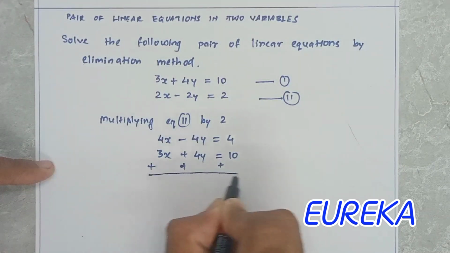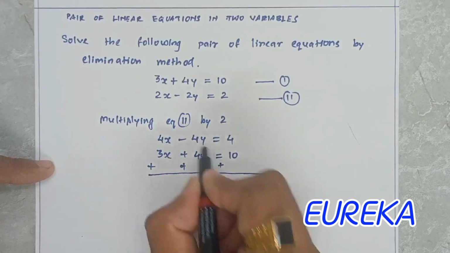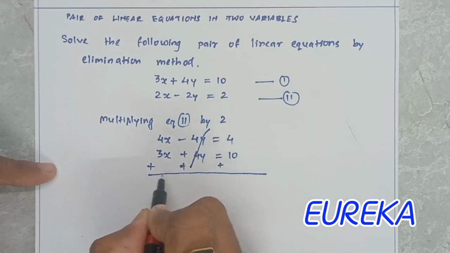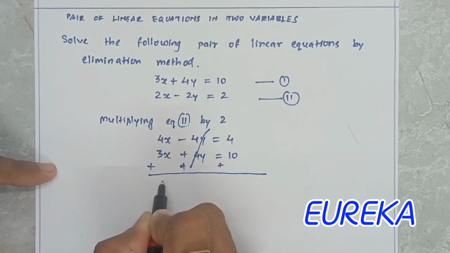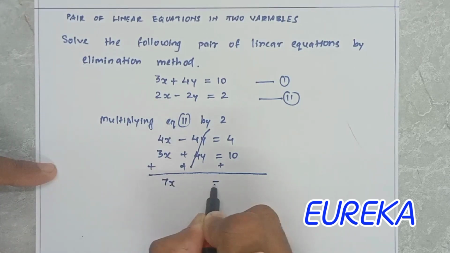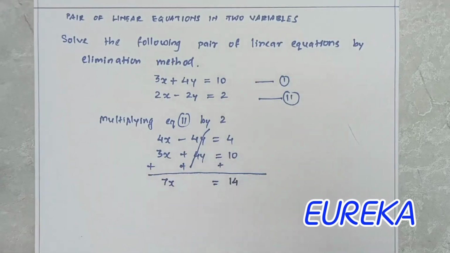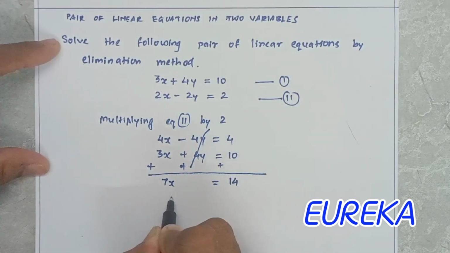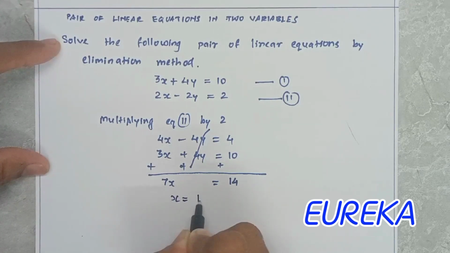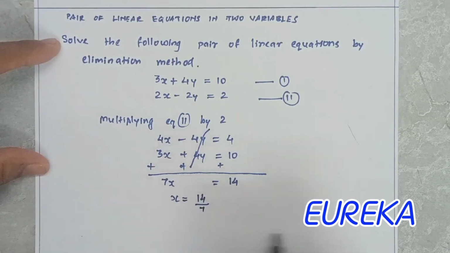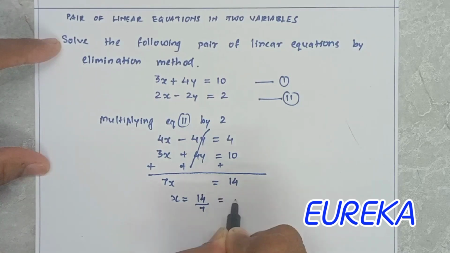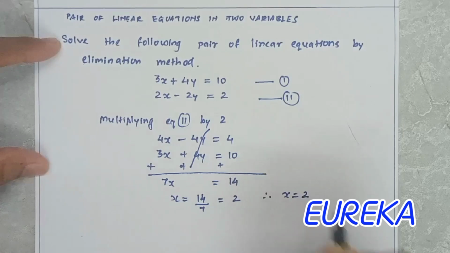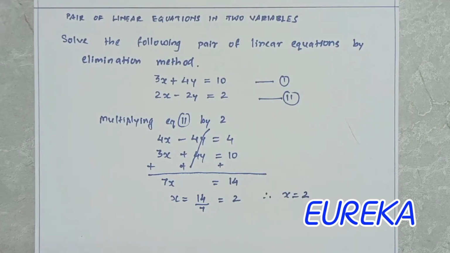So just check what we get here. Minus 4y plus 4y will get cancelled. 4x plus 3x gives 7x, and 10 plus 4 gives 14. Now very easily you can see that 7x equals 14 means x equals 14 upon 7, and 14 upon 7 is nothing but 2. So x equals 2.